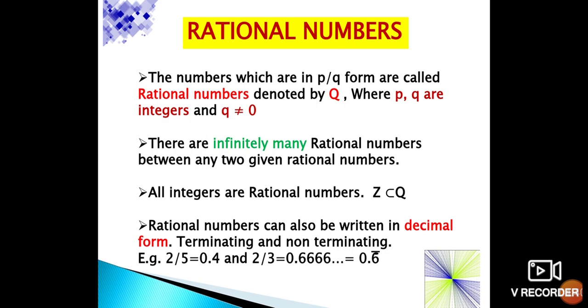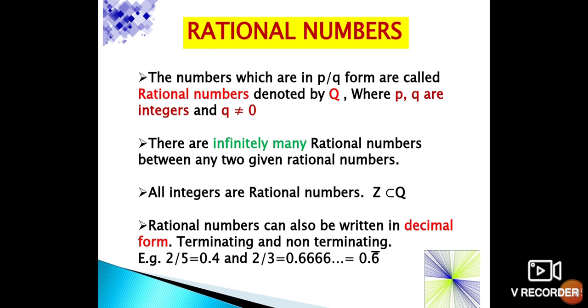Rational numbers. The numbers which are in p by q form are called rational numbers, denoted by Q. Q stands for quotient. Where p and q are integers, and q is not equal to 0. Why? Because division by 0 is not defined. That's why q cannot be equal to 0. That is the definition of rational numbers.